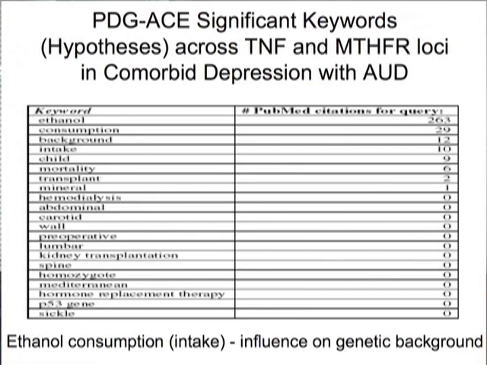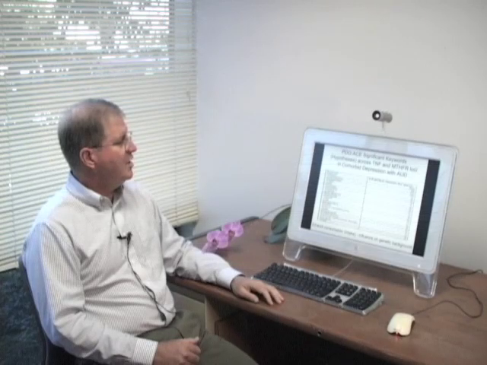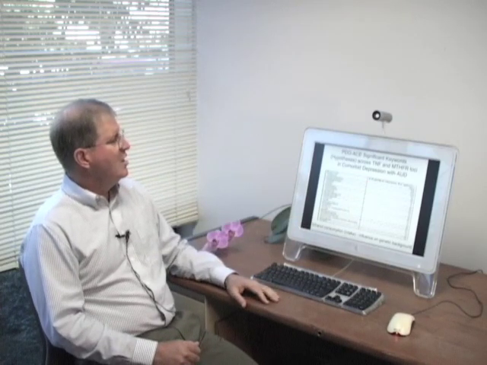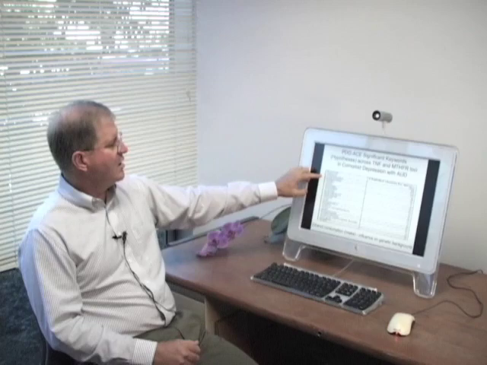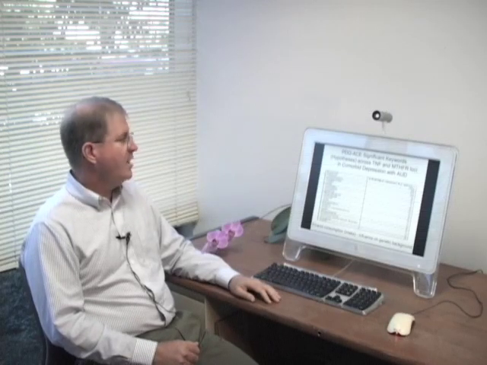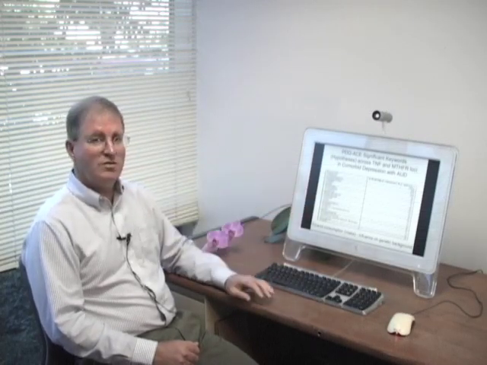that were in PubMed. We also queried PubMed for the other keywords that were found to be significant in the PDG ACE analysis and ranked them by the number of PubMed citations. The top three after ethanol are consumption, background, and intake. Upon review of the Entrez gene records for these keywords, we find that consumption and intake both refer specifically to consumption and intake of alcohol, and background refers specifically to genetic background.